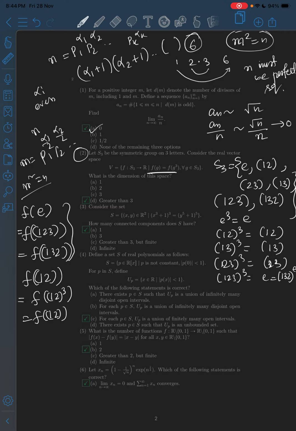If where you send the identity element, the condition f of g equal to f of g cube automatically tells you where you need to send f of (1 2 3), right? But for the two-order elements (1 2), (1 3) and (2 3), the choice is independent. So that's why the dimension is actually a 4 dimensional vector space. So it is greater than 3, right?